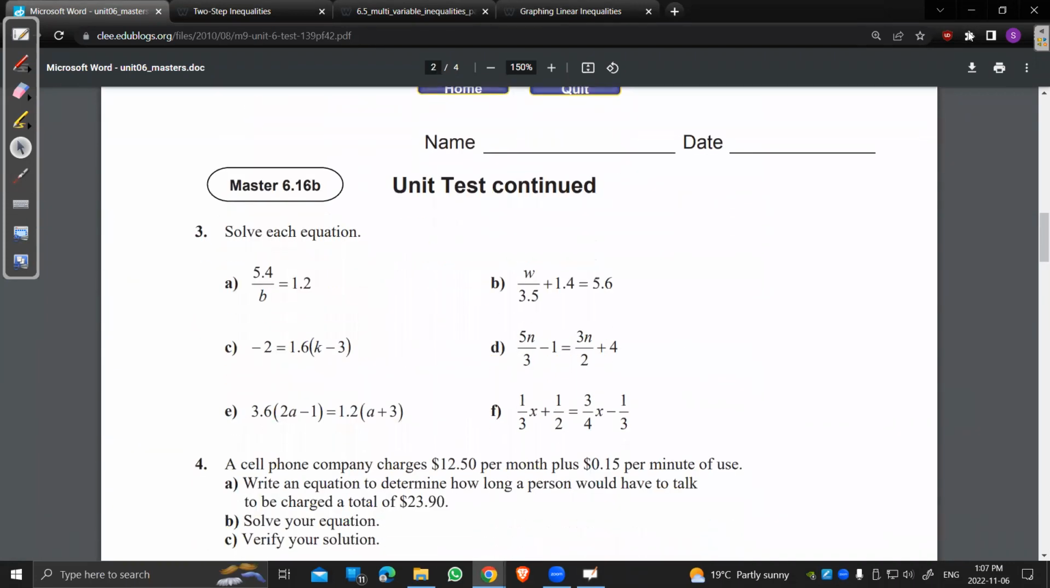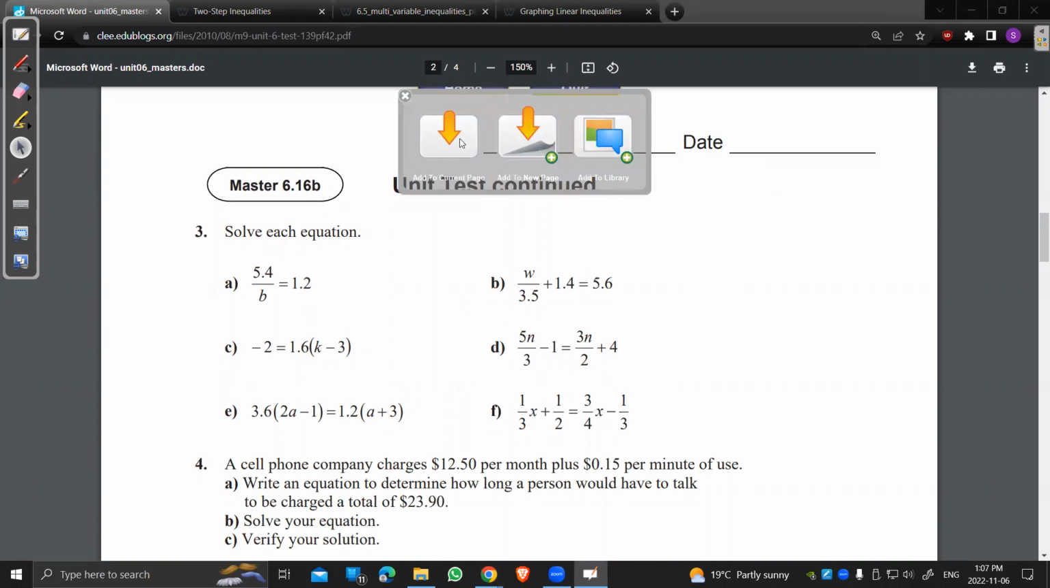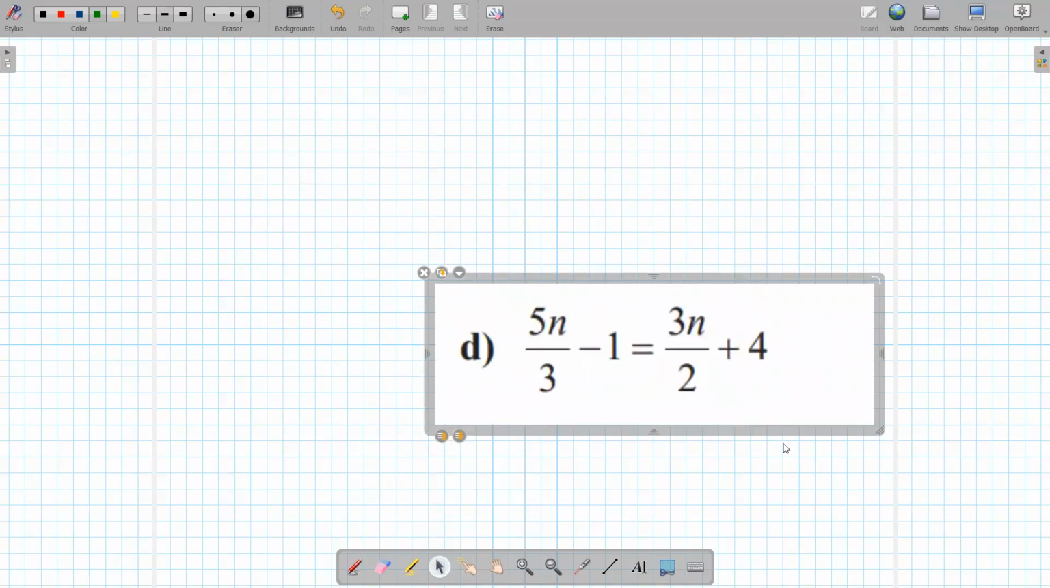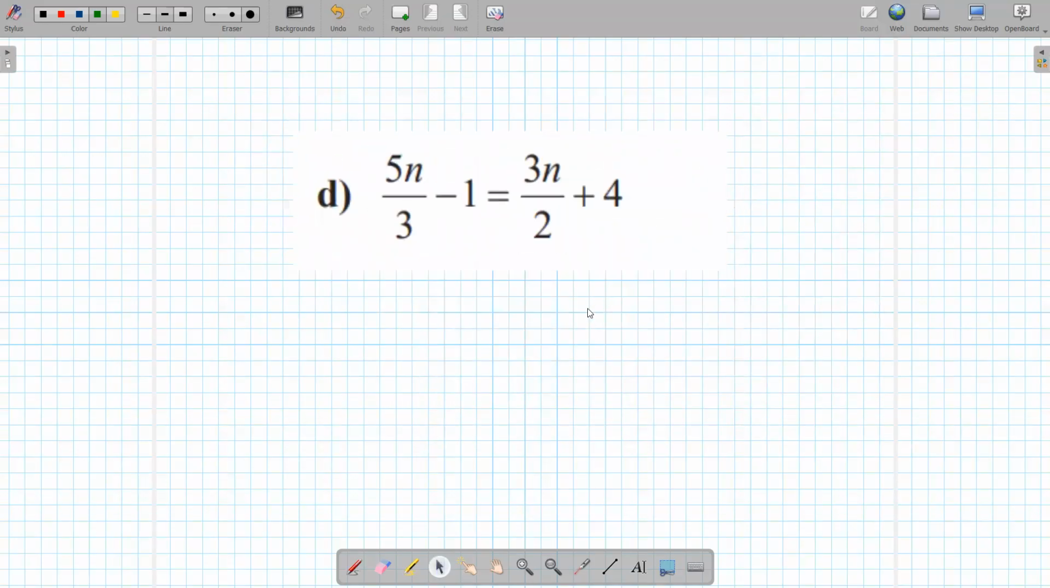Let's move on here. Let's try doing some tricky linear equations. Right here, what do we do first? Add 1. Okay, so you're gonna get 5n over 3. That is equal to 3n over 2 on the other side. 4 plus 1 is 5. All right.